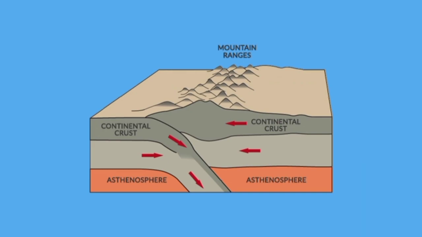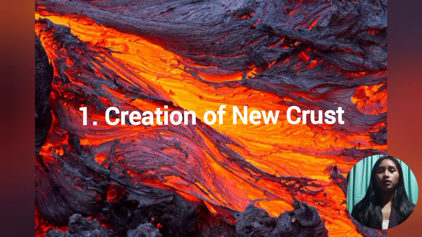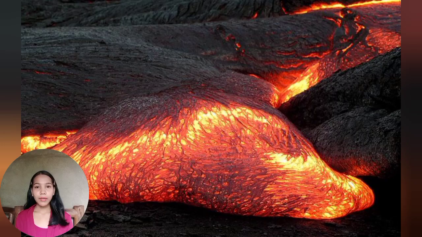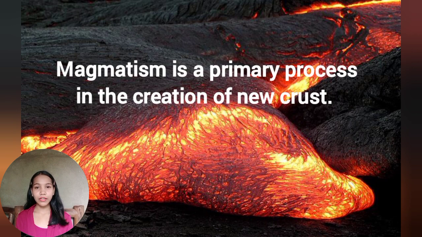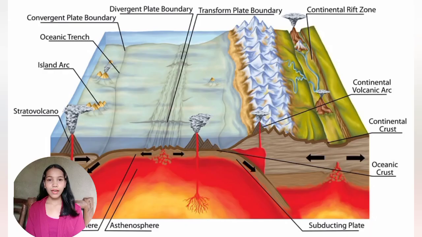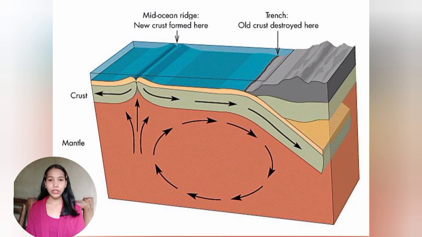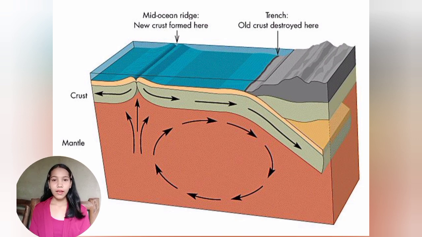Here's how. Number 1. Creation of new crust. Magmatism is a primary process in the creation of new crust. This happens at divergent plate boundaries, such as mid-ocean ridges, where magma rises to fill the gap created by the separating tectonic plates. As the magma cools and solidifies, it forms new crust, primarily basaltic in composition.